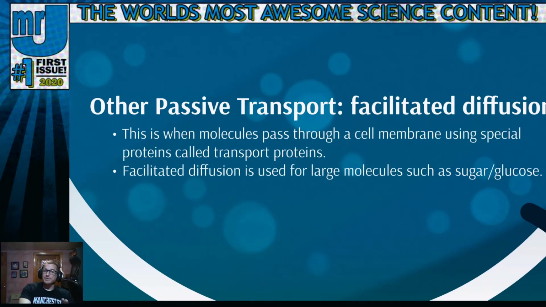There are other types of passive transport. One of them is called facilitated diffusion. This is when molecules pass through a cell membrane using special proteins called transport proteins. Facilitated diffusion is used for large molecules such as sugar and glucose. So facilitated diffusion is when a protein has to kind of give the molecule a jump start or a little extra boost to soak in from where there's a lot to where there's not.